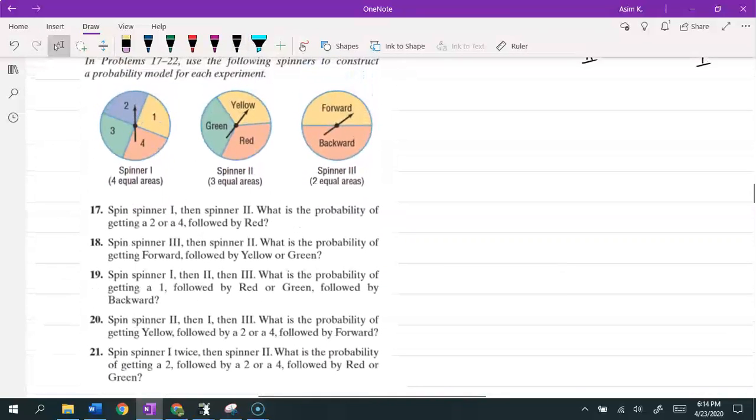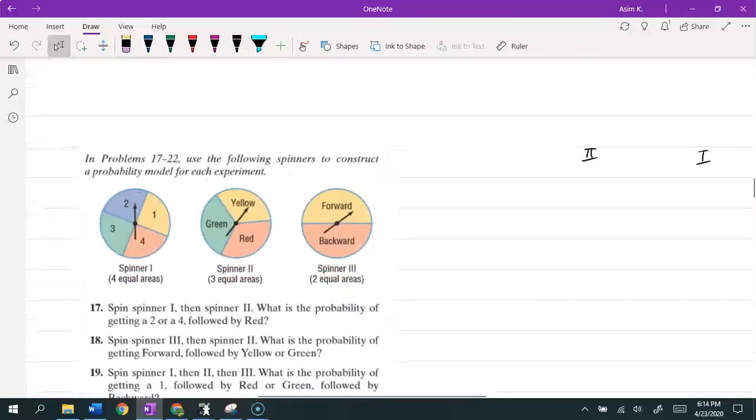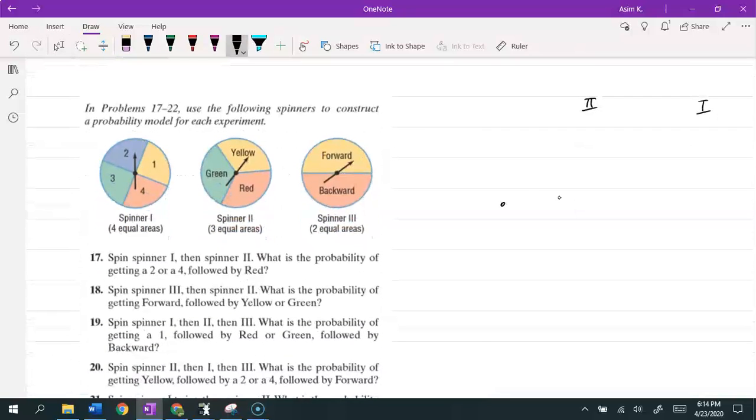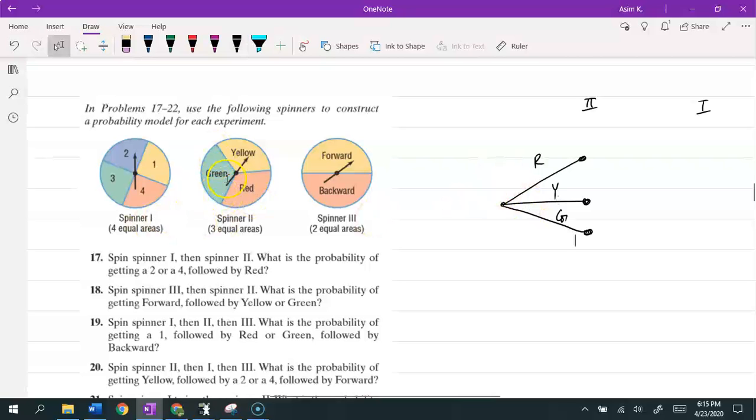So let's start off with spinner 2. If we spin 2, there are 3 possibilities. I'm not going to write these here, I'm just going to make notches. Those would be red, yellow, and green. So R, Y, G. And there are equal chances of that occurring. Equal chances, that's what the areas represent.